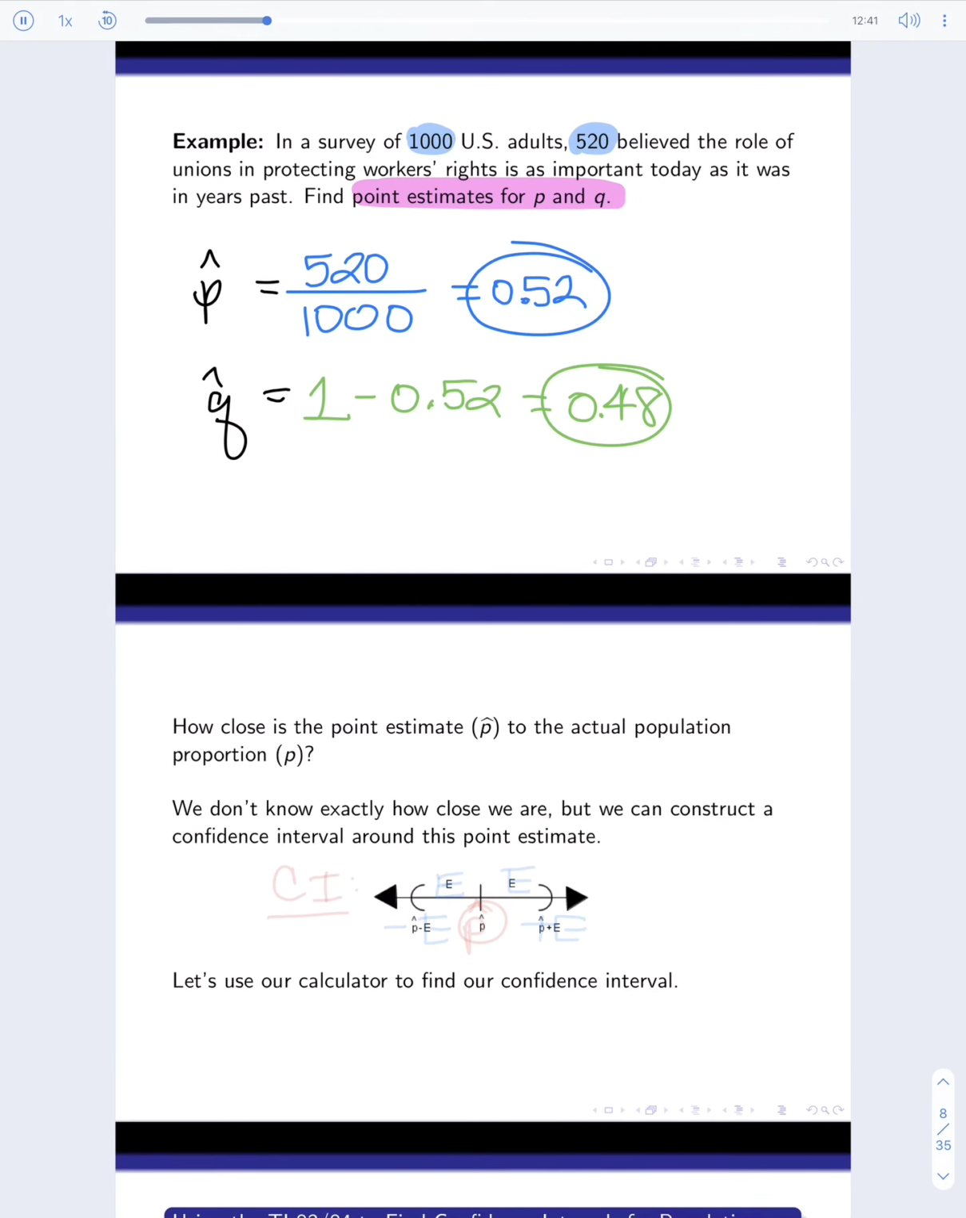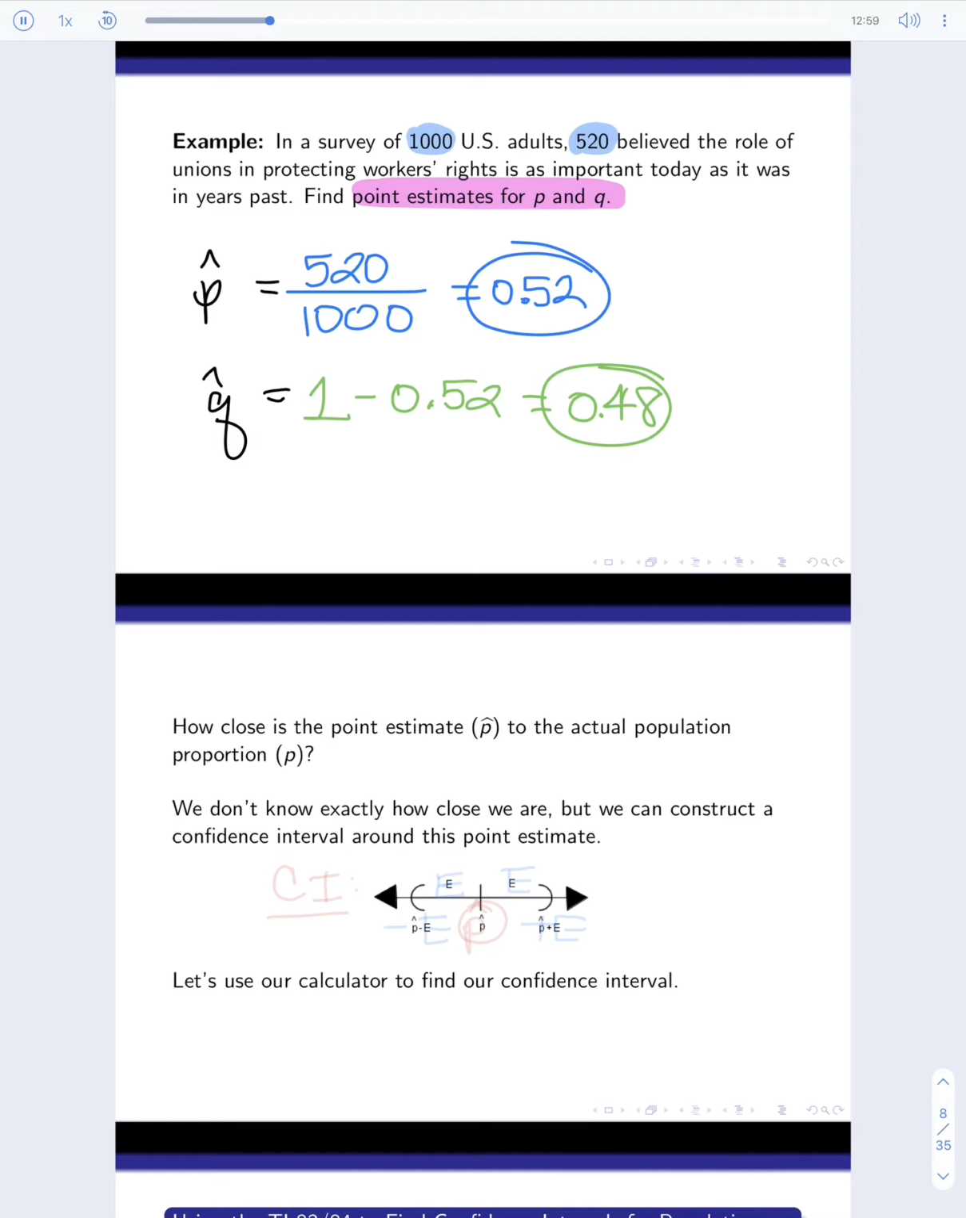Now the question is, what are we going to do with all these P hats and Q hats? Well, we want to find our confidence interval using the P hat and the Q hat. And luckily we can have our calculator do quite a bit of this, but we can also do it by hand. It's really up to you.